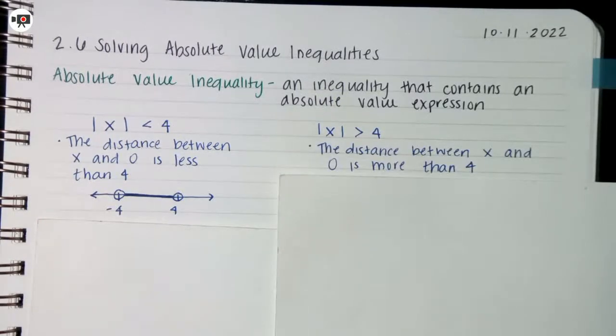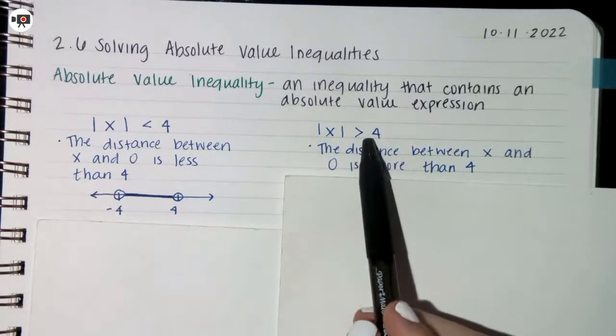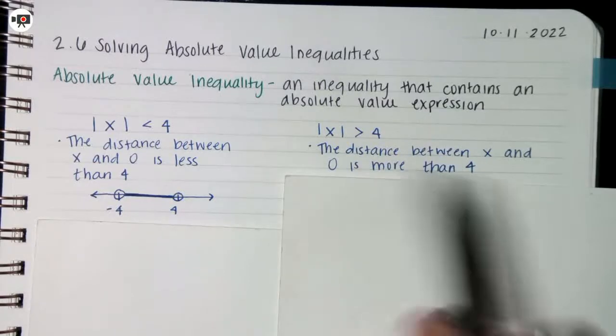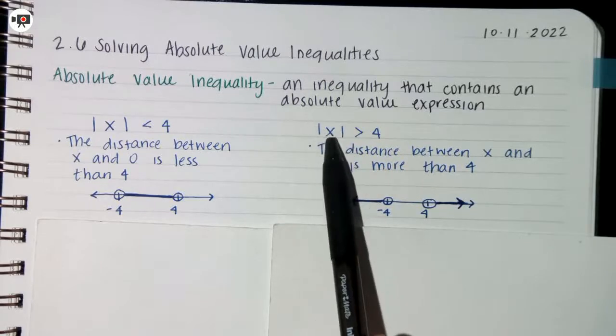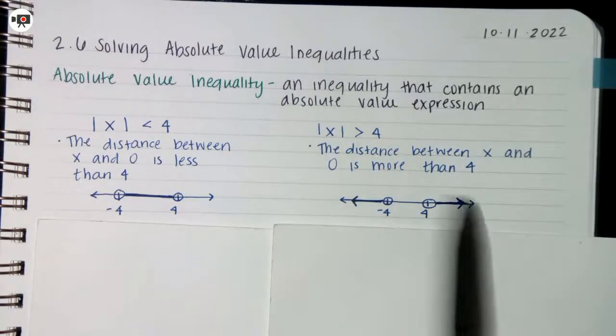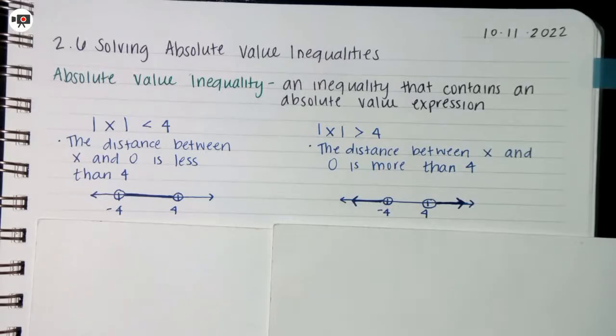Similarly, if the absolute value of x is greater than 4, the distance between x and 0 is more than 4. And this would be like 5 and -5. So that would be on the right side here and on the left side here.